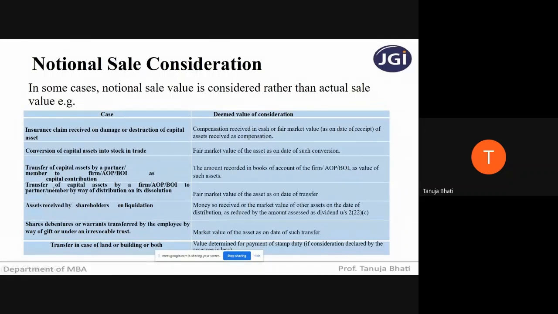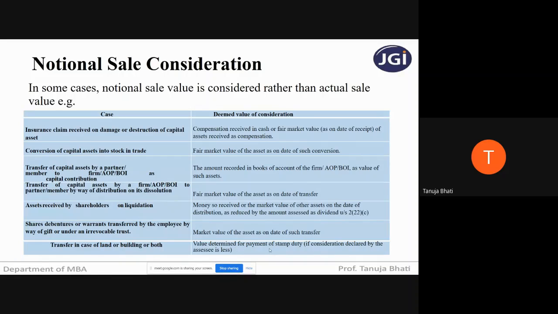Similarly, we have the remaining situations. Transfer of a capital asset by a firm, AOP or BOI to a partner or member by way of distribution on its dissolution. Again, you have to take the deemed value of consideration as fair market value of the asset as on the date of transfer. Next, assets received by shareholders on liquidation. The money so received or the market value of other assets on the date of distribution, as reduced by the amount assessed as dividend. Next, shares, debentures or warrants transferred by an employee by way of gift or under an irrevocable trust. The market value of the asset as on the date of transfer will be the deemed value of consideration. Next, transfer in case of land, building or both.